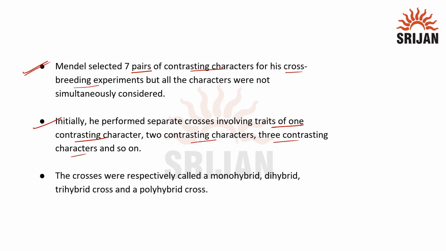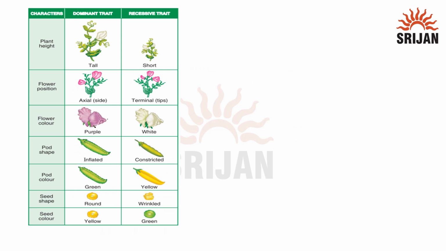When one contrasting character was considered, it was called a monohybrid cross. When two contrasting characters were studied at the same time, it was called a dihybrid cross. For three contrasting characters, it was a trihybrid cross, and for others, it was the polyhybrid cross. Now let's take a look at 7 pairs of contrasting characters in the garden pea or Pisum sativum, which was selected by Mendel for his crossbreeding experiment.